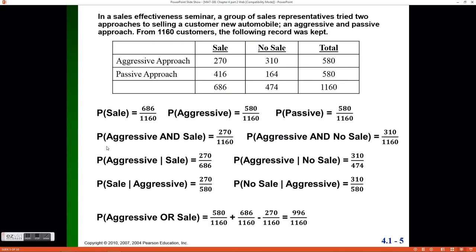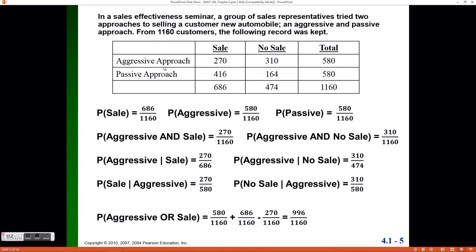Moving down to the second line, I want to find the probability that a customer had the aggressive approach used on them and bought a car. So I know we went through the multiplication rule last week, but I do not need to use the multiplication rule to find this probability. The way the data is broken down for us in a two-way table is that I can find this relative frequency directly from the table.